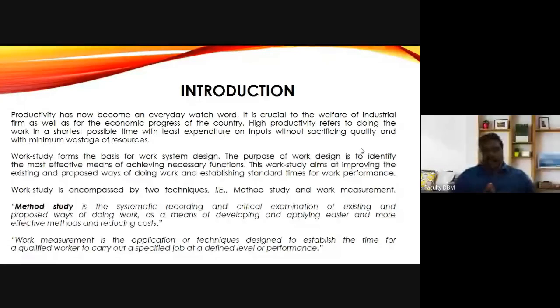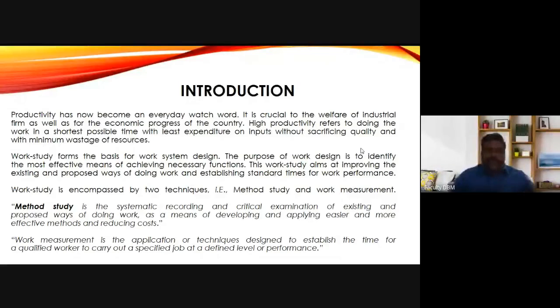The purpose of work design is to identify the most effective means of achieving necessary functions. The study aims at improving the existing and proposed ways of doing work, establishing standard times of work performance. So we are going to study the work and we are going to improve that wherever we have wastage and unnecessary activities. It encompasses two techniques: one is method study and the other is work measurement.